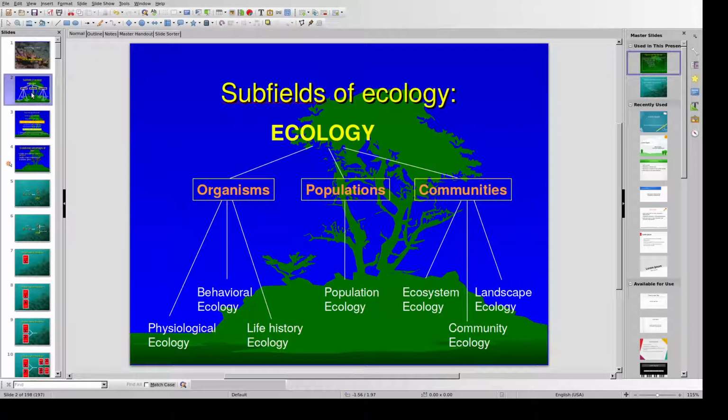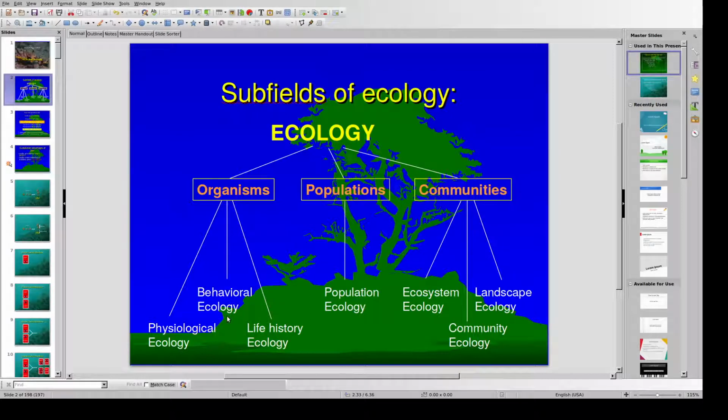Just to recap what we've been talking about so far, to put things in context, remember ecology is comprised of several subfields, and those subfields exist within three broad levels of organization of biology: organisms, populations, and communities. In this course, we're treating these as separate segments. Right now we're in the organisms segment, looking at physiological, behavioral, and life history ecology of organisms.